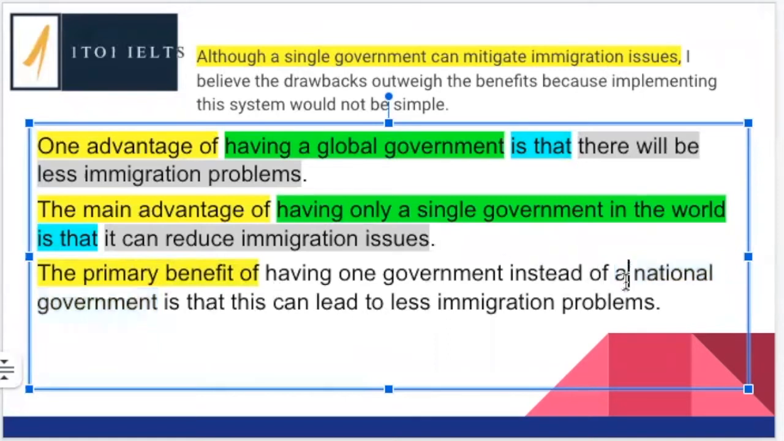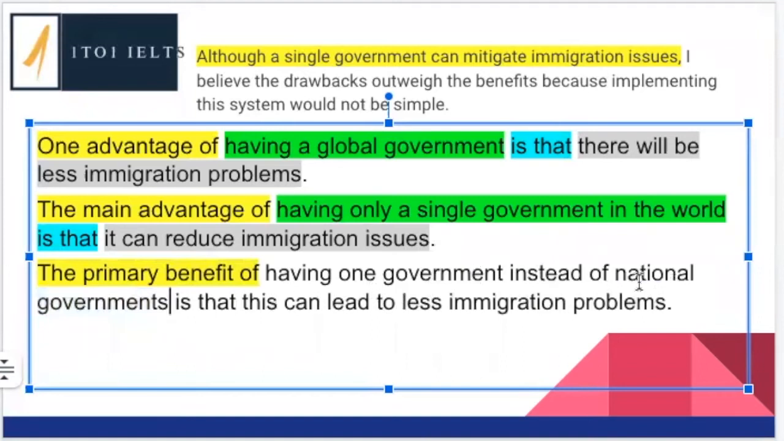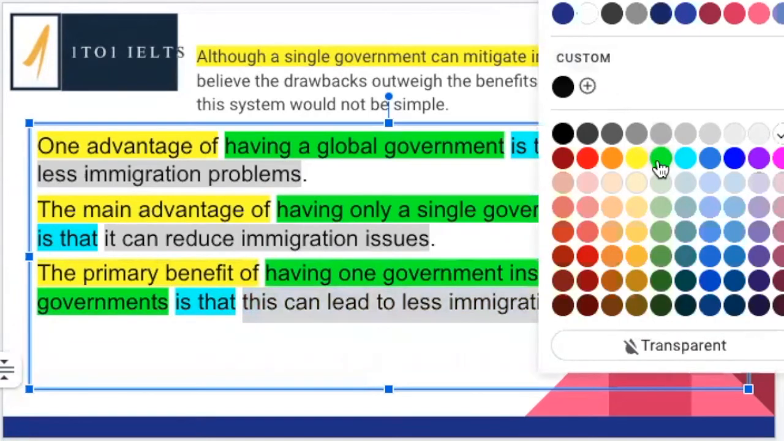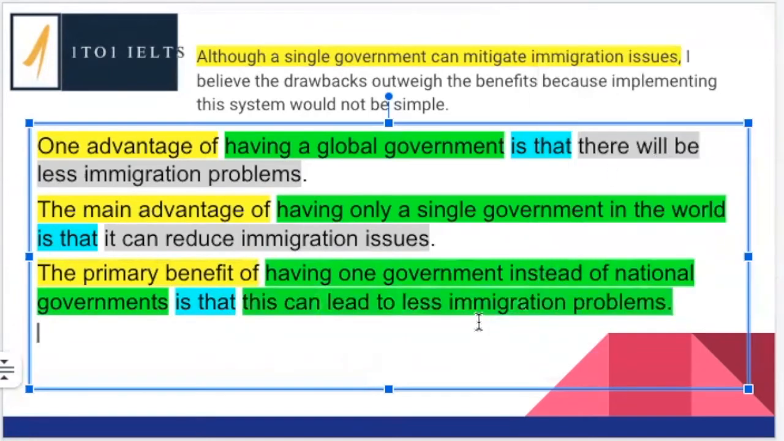So we can't say national because instead of is referring to one. So instead of national governments would be the correct way to word this. So having one government instead of national governments. Apart from that, good. Is that, excellent. This can lead to less immigration problems. Wonderful. Super clear topic sentences. You guys are doing really well. Okay.